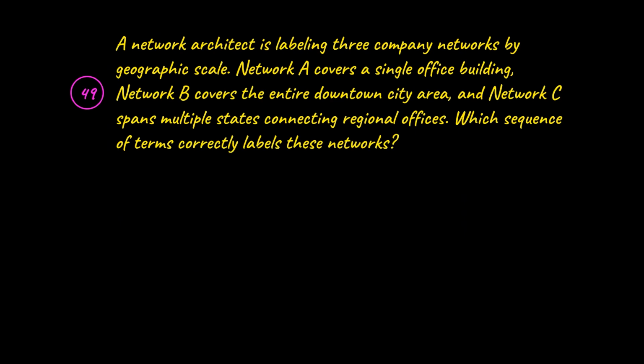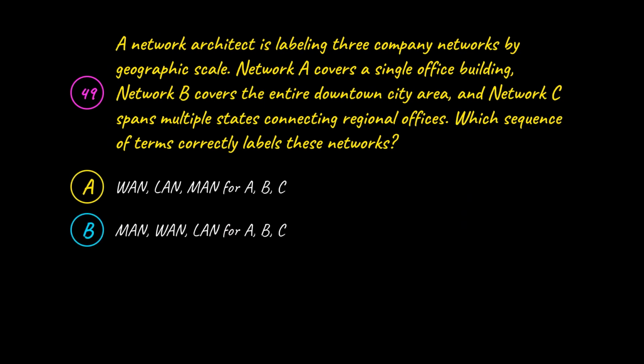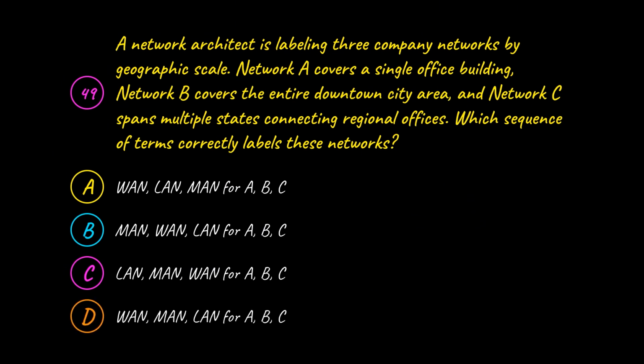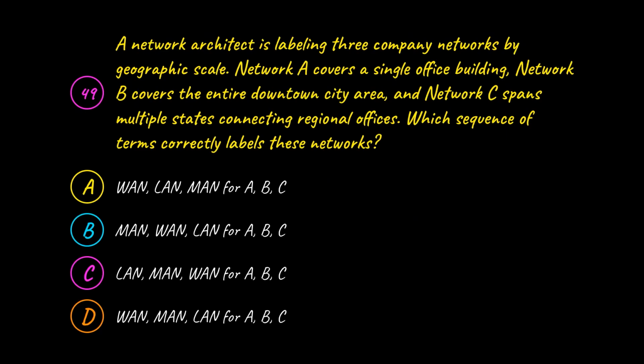Your options are A. WAN, LAN, MAN for A, B, C. B. MAN, WAN, LAN for A, B, C. C. LAN, MAN, WAN for A, B, C. D. WAN, MAN, LAN for A, B, C. Which one is it? Pause the video if you need more time.